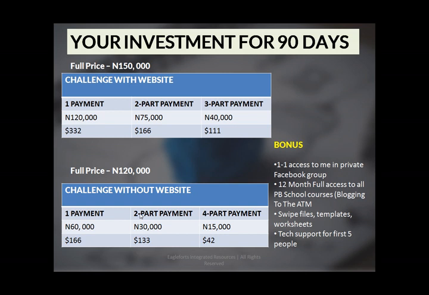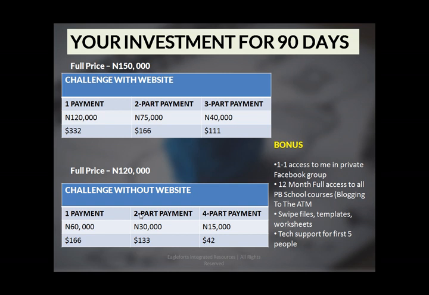Okay, and the bonus for this program, of course, you have one-on-one access to me in a private Facebook group. We'll be together in a Facebook group working. You have access to me full time. Okay, 12 months full access to all PB School courses. There are a lot of courses on Facebook ads, blogging, email marketing, building your mailing list. You don't have an excuse to fail, okay? And you'll be getting all this for 12 months in the school.